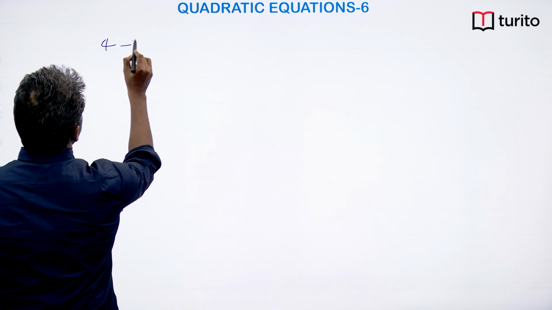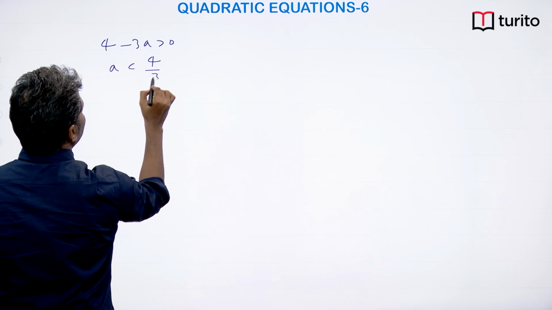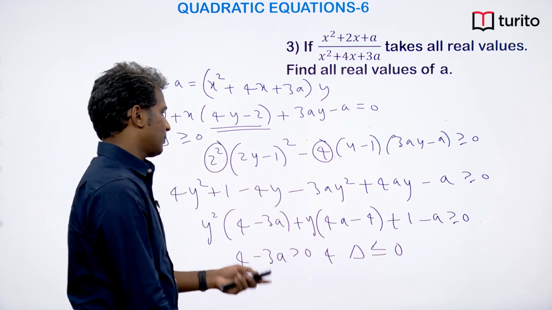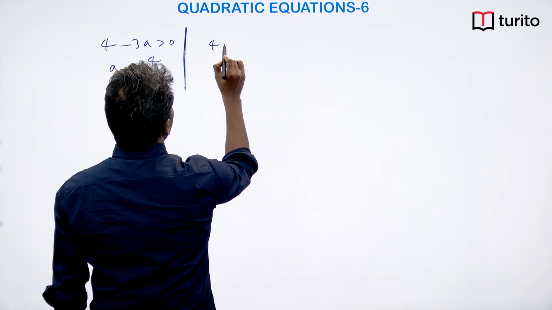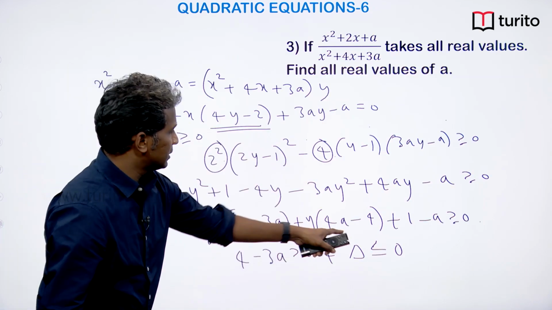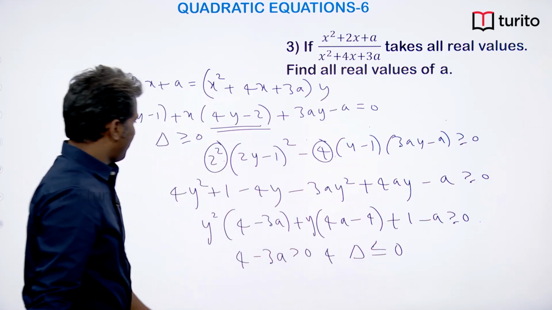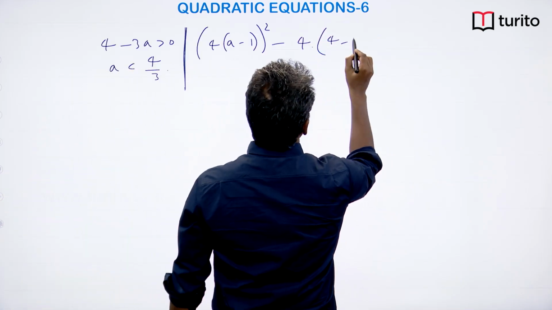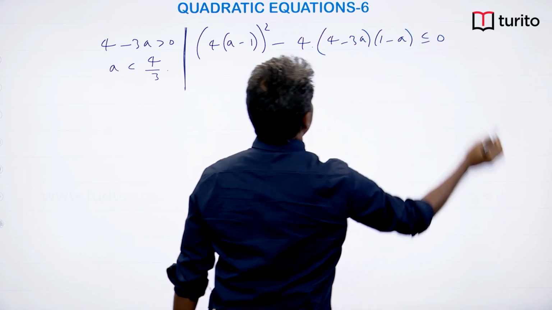So, there is 4 minus 3a greater than 0, which will give me a less than 4 by 3, and the next condition, what is it? Delta must be less than or equal to 0. So, let me just simplify this. We get 4a minus 4, so I can write it as 4 into (a minus 1) whole square, minus 4 into (4 minus 3a) into (1 minus a), must be less than or equal to 0.